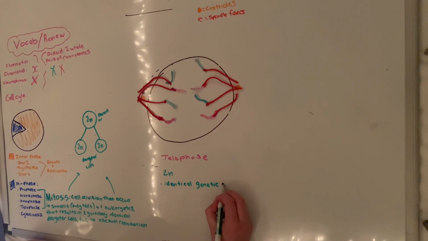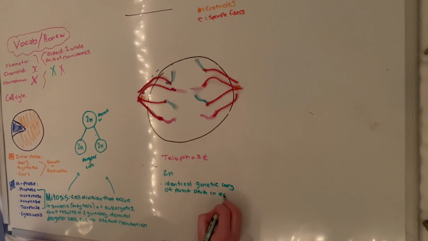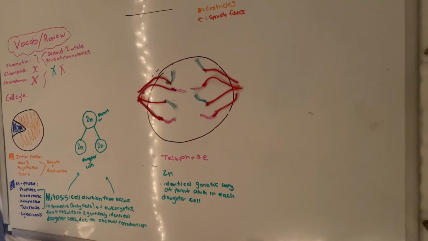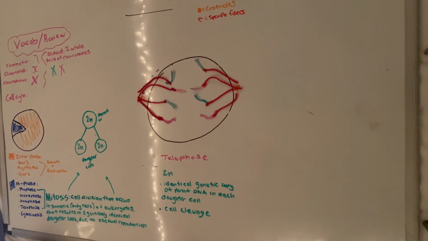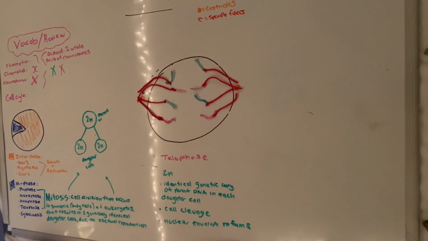So we are still at 2N, but the big thing with this is that the cell is starting to separate. So we can see the two identical sets of genetic info that is the same as it is in the parent cell and in this daughter cell. And the cell cleavage is going to start. So visually, I will erase down the middle, and the cell is essentially moving apart so that it breaks into two.